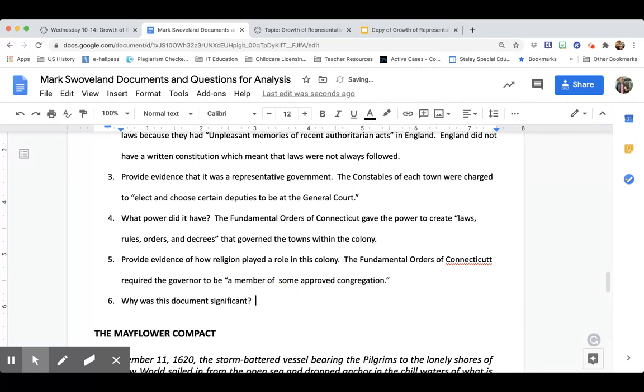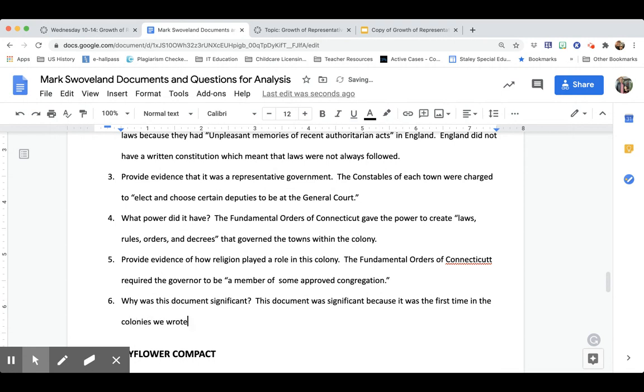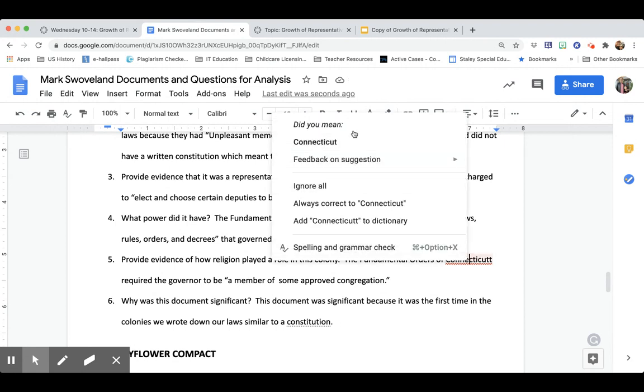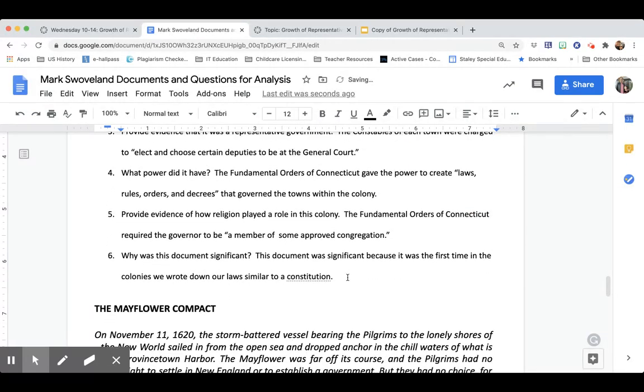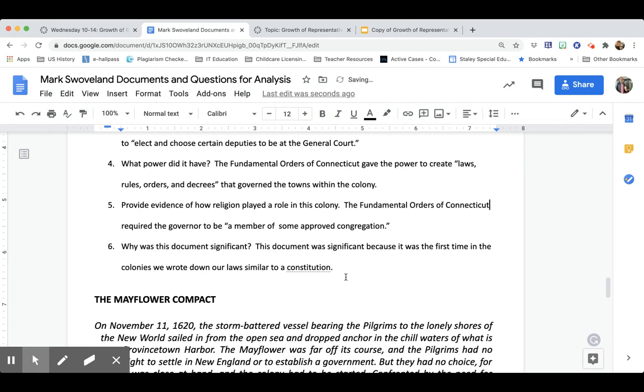Why was this document significant? Okay, so say this document was significant because it was the first time in the colonies we wrote down our laws similar to a constitution. Okay, so this is really the first set of codified laws. So the first time that we are bringing all of our laws together and writing them down into something like a constitution.